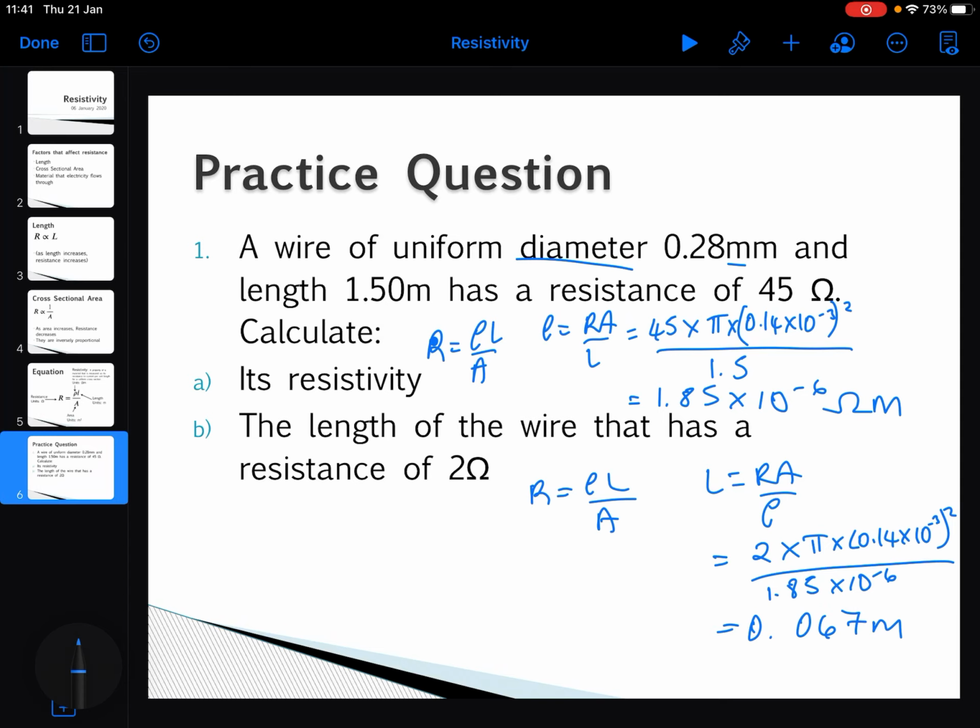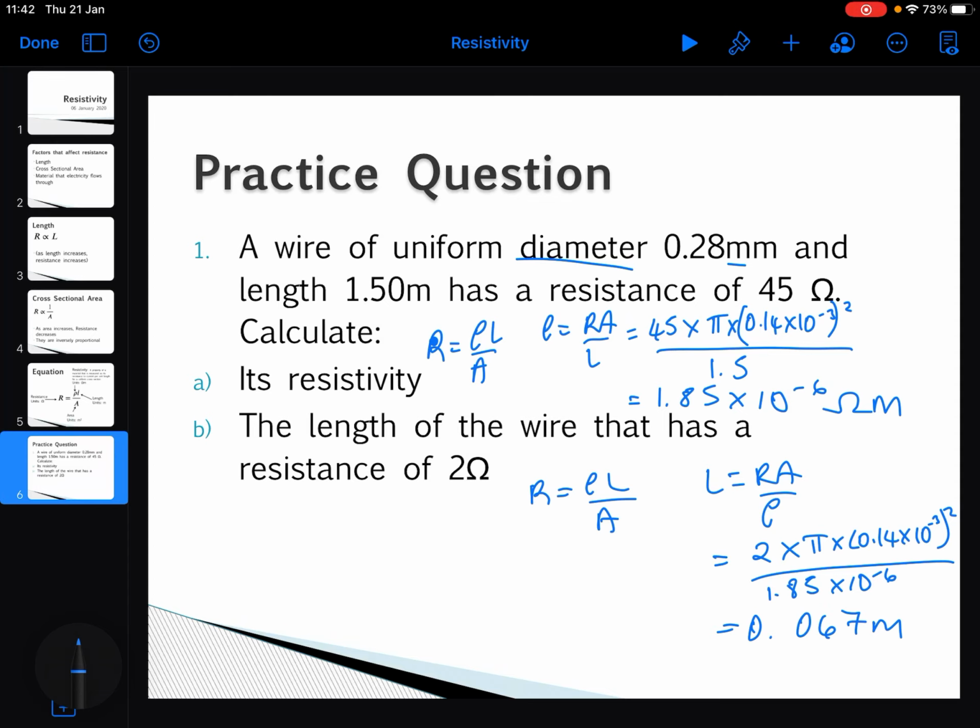I then put in R, which is 45 ohms. A is the area, which has got to be pi r squared. Now notice, you're given a diameter, 0.28 millimeters. So the first thing I'm going to do is halve it to get radius. Then I'm going to make sure I use a prefix. So for the area, I've put in pi times 0.14 times 10 to the minus 3.